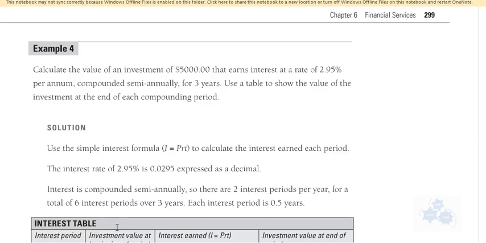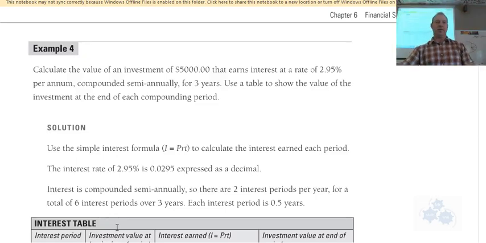All right, so workplace 20, this is second part of 6.2, I guess. And we're taking a look at example 4 on page 299.